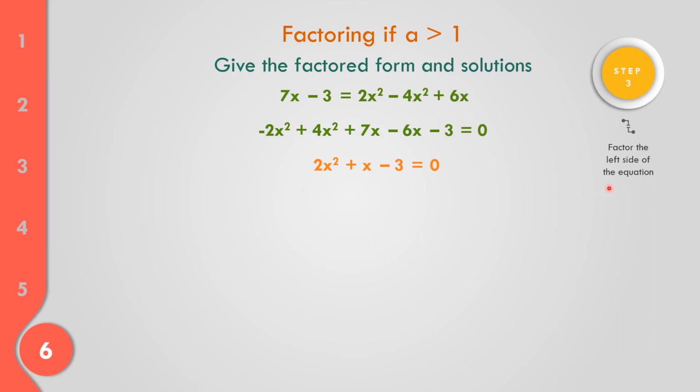Step 3, factor the left side of the equation. So first, we need to identify a, b, and c. A is equal to 2. B is equal to 1. And then c is equal to negative 3. The sum would be the value of b. So b is equal to 1. And then the product, a times c. So 2 times negative 3. So the product is negative 6.